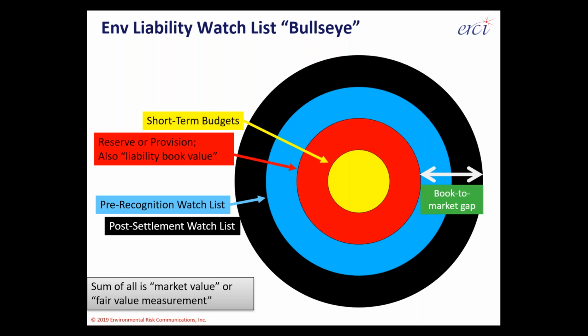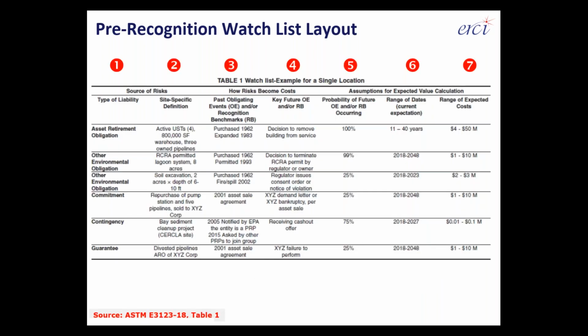So how does a watch list look and work? A pre-recognition watch list layout is expressed in ASTM 3123, as cited at the bottom of the slide here. And it's very basically just this 7-column display that you can build up in Excel and work accordingly. Moving left to right, column 1 is the subtype of the 5 types of liabilities that we covered very early on in our presentation here today. So again, things like whether a line item is ARO related, remediation related, commitment, contingency, or guarantee related would just be expressed in the first column.